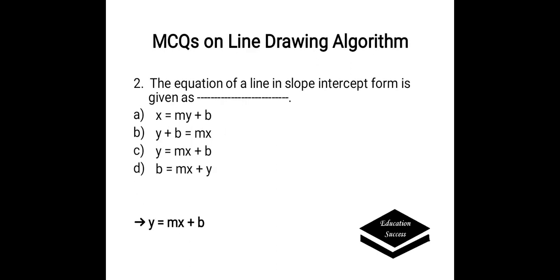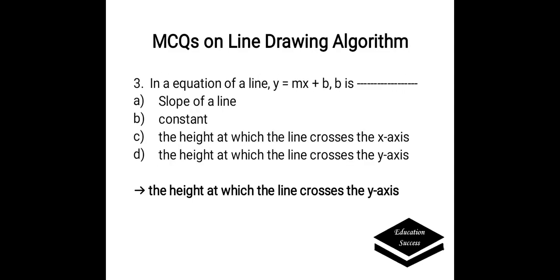The equation of a line in a slope intercept form is given as, options are: A, x is equal to my plus b. Option B, y plus b is equal to mx. Option C, y is equal to mx plus b. Option D, b is equal to mx plus y. The correct answer is y is equal to mx plus b. The equation of a line in a slope intercept form is given as y is equal to mx plus b.